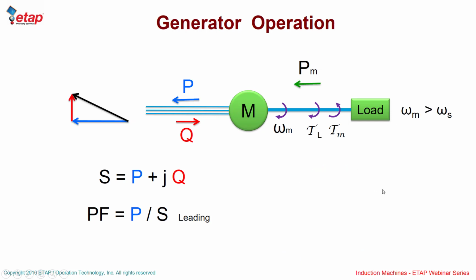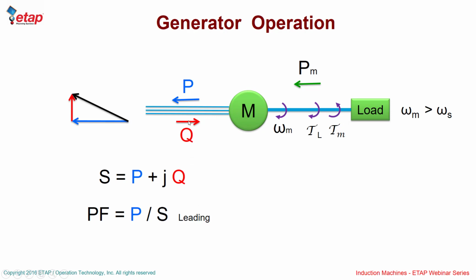If the acceleration torque is more or less than zero, then you have either acceleration or deceleration of the motor. In the generator operation, P sub M is now flowing toward the machine, because omega M is larger than omega S. By some means from the load, which has a prime mover, it makes the machine run faster than the synchronous speed. On the electrical side, P plus jQ is your power flowing, but in the opposite direction, and therefore it is a leading power factor.